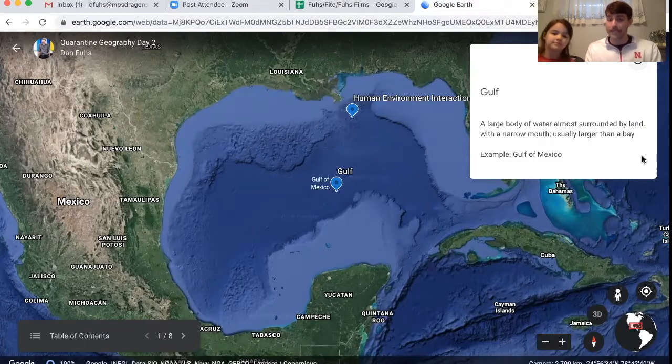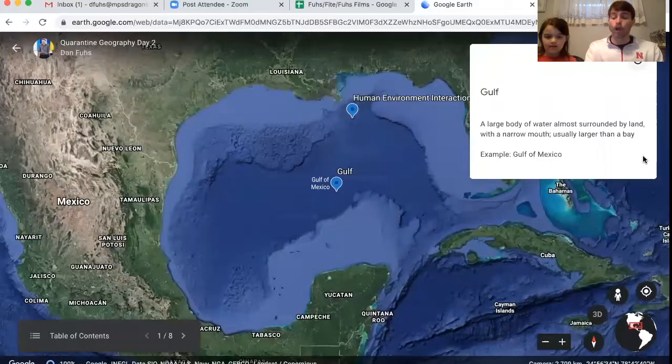If you remember last time, the Bay of Bengal is actually a little bit larger than the Gulf, and that's the largest bay in the world. But usually, a gulf is much larger than a bay or a harbor or a cove.